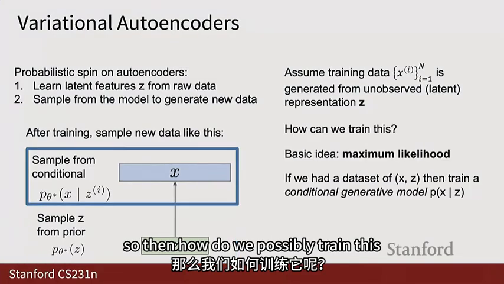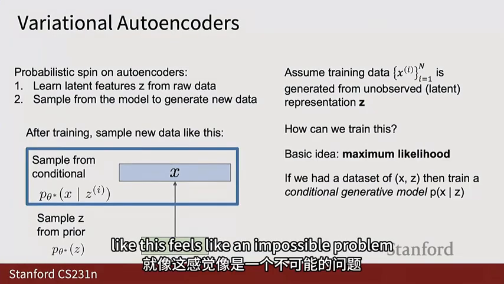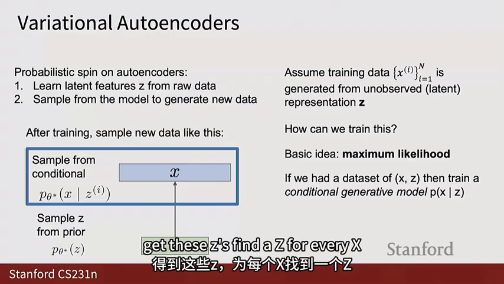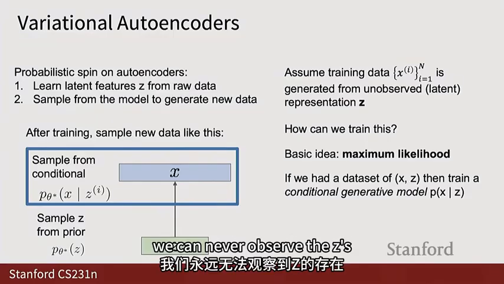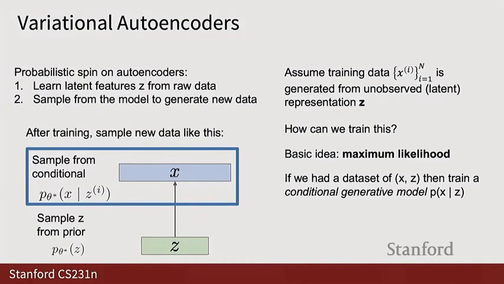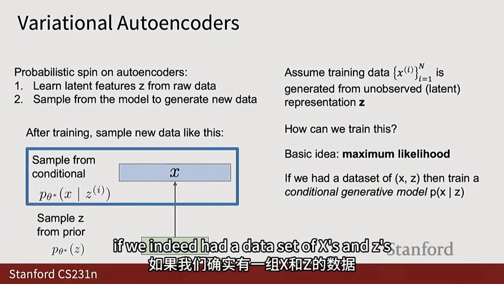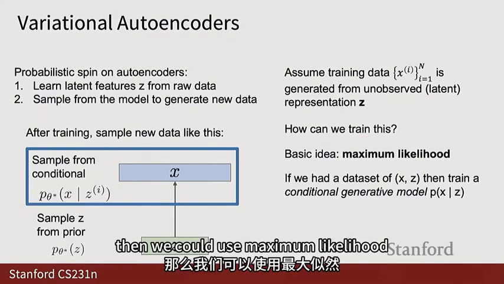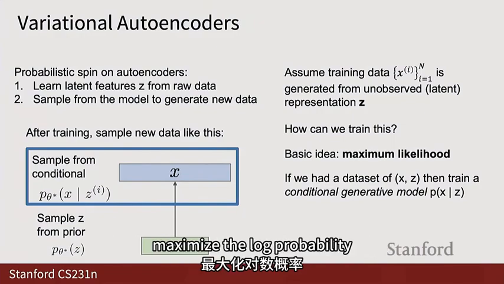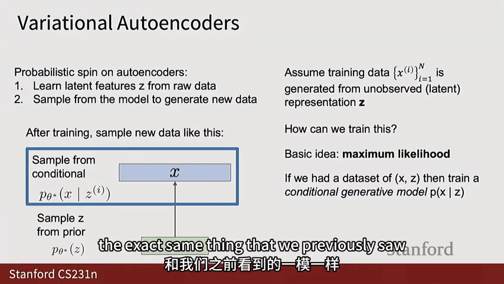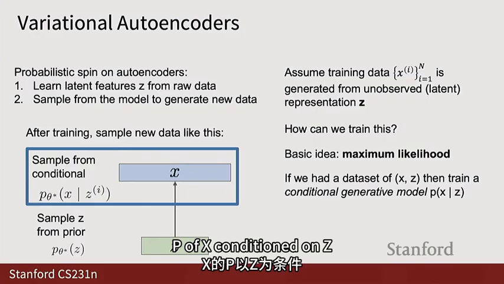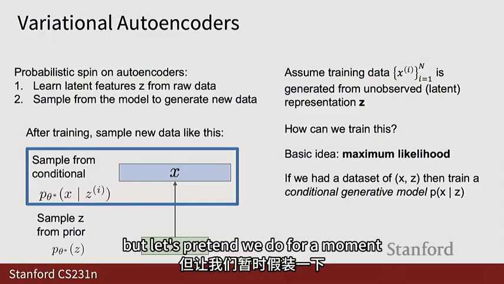So then how do we possibly train this? This feels like an impossible problem. We want to basically train this network that's going to find a z for every x. We can never observe the z's. This seems impossible. What are we going to do? We're going to go back to maximum likelihood, right? If we indeed had a data set of x's and z's, then we could use maximum likelihood to directly use the same kind of log trick, maximize the log probability. We could use the exact same thing that we previously saw, and then train a conditional generative model, p of x conditioned on z. But we don't know z. But let's pretend we do for a moment.